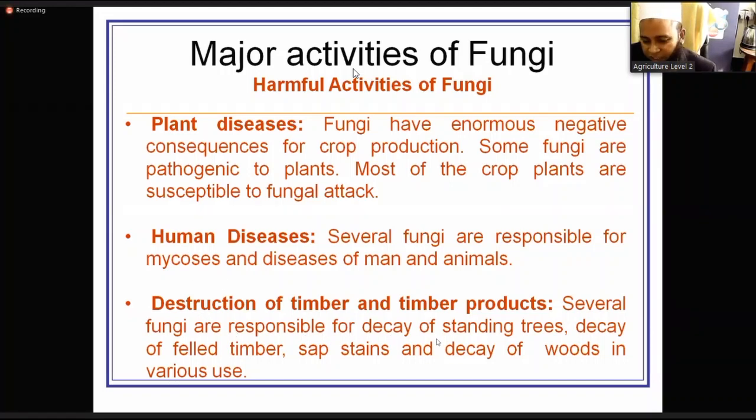So several fungi are responsible for decay of standing trees, even in the standing tree. You can see the trees in the garden. They also cause decay of these trees. Decay of felled timber, which is felled on the ground. If you cut a timber, a plant, it will fall on the ground, in the soil. So there also they cause decay. Sap stain, even in the sap area of the plant, and decay of wood, even in the woody areas of the plant. Sap stain means in a tree you can see the outside is a soft area. This is called sap stain, and inside is the woody and very hard structure of the timber plant. This is called wood. So they cause harm or decay or destroy this area of the plant. So they cause destruction of timber and timber products.